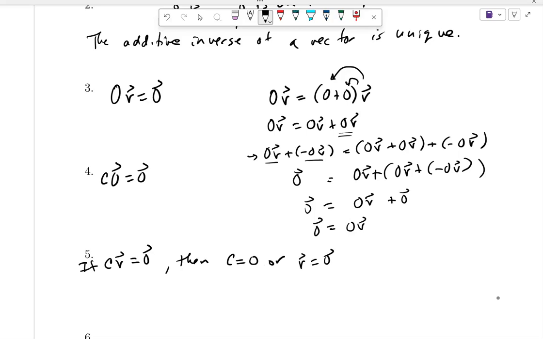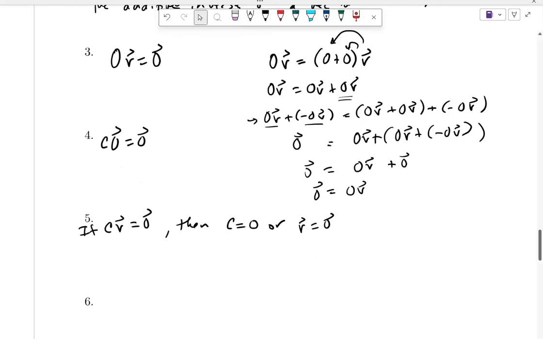Yep. That one's also a good one for a practice proof. I know that if C is equal to 0, then I get that anyway, right? So a good practice proof for this would be to suppose that C is not 0 and prove that V has to be 0. That's a good practice.